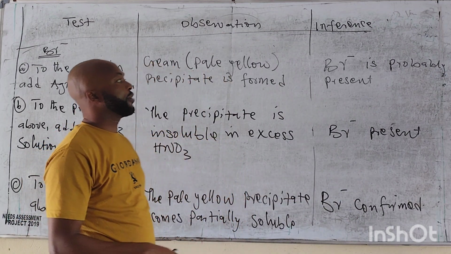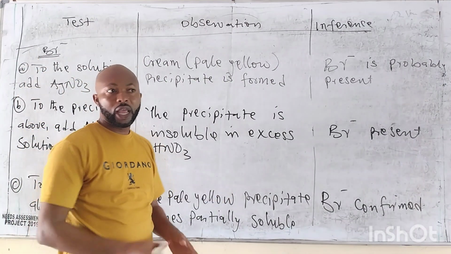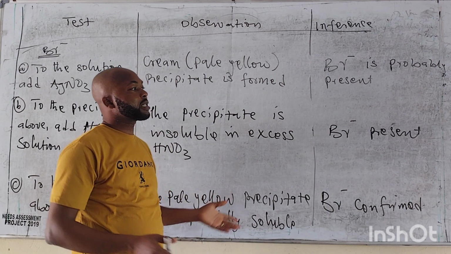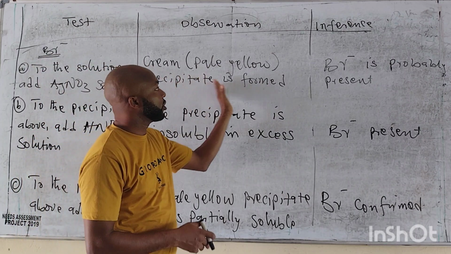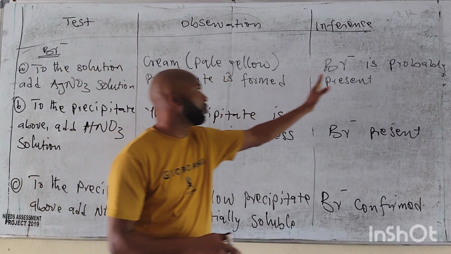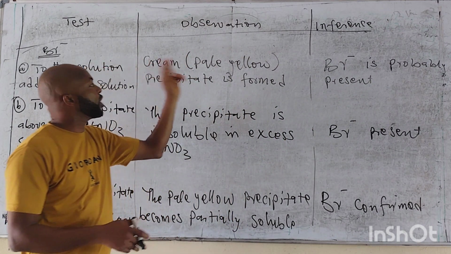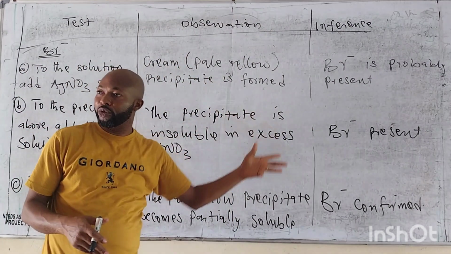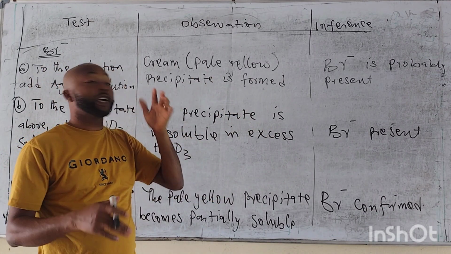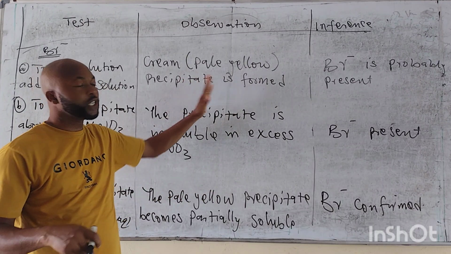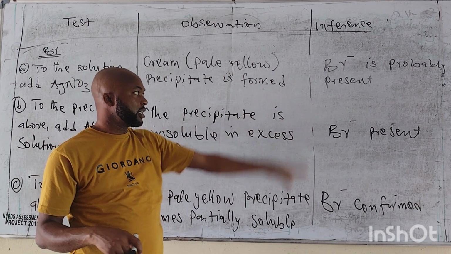So in the test, if I want to ask you questions about the halogens, I can say to sample A, add silver nitrate. You have the observation here. I will not put the observation. I'll tell you bromine is probably present. Then you will know that a cream or pale yellow precipitate is formed. That is the color for bromine. For chlorine, a white precipitate is formed. Then we will see that of iodine. I think iodine is just yellow, and so on. You should know the color differences, the observations, and the inferences of what you should be expecting in this situation.